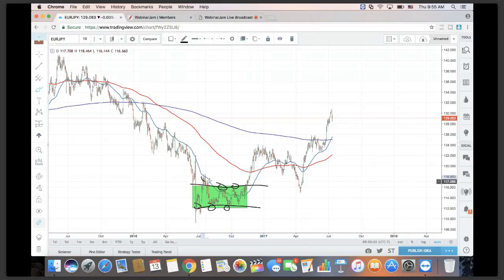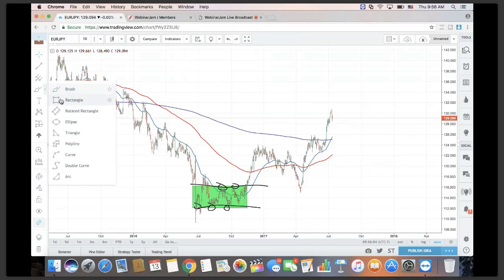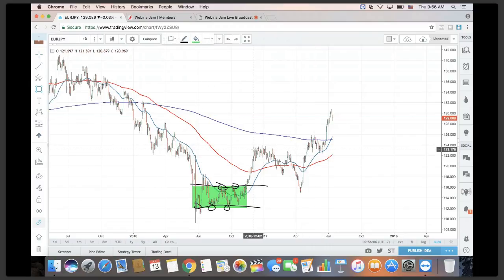How many times did they stay within these areas? They broke out a little bit here, a little bit here, and a little bit here. But overall, they stayed within this area. Same thing applies for this. Where's my brush? Or I'm sorry, my rectangle.